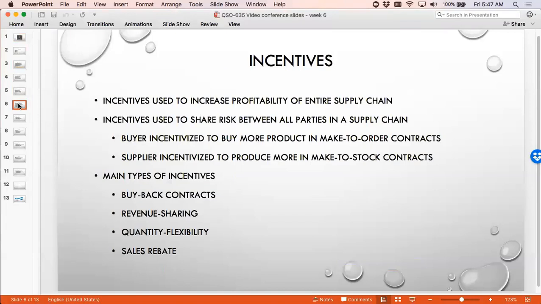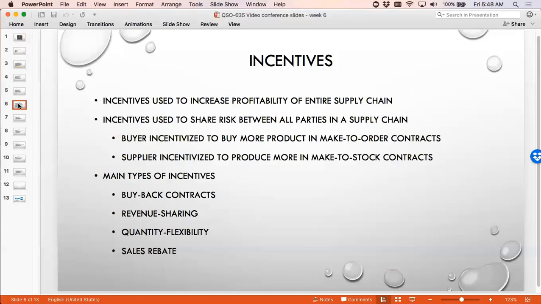So now incentives, like I mentioned before, incentives are used to increase profitability of the entire supply chain. Sometimes you want to share the risk between all the parties so that the supplier is incentivized to produce more and the buyer is incentivized to buy more. And as I said, sometimes you may have excess product, but the profitability is still higher. It may not be optimized, because optimized basically means that you've maximized your profitability, but you will make more profit than if you just stuck to a suboptimal scenario.